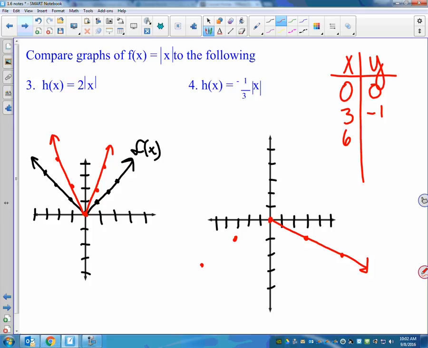Another thing that's supposed to help you by doing this is if you know that it's going to be shrunk or compressed, you know what your graph should look like. So if you did something wrong, you should be like, that graph doesn't look right. I need to change what I did there.